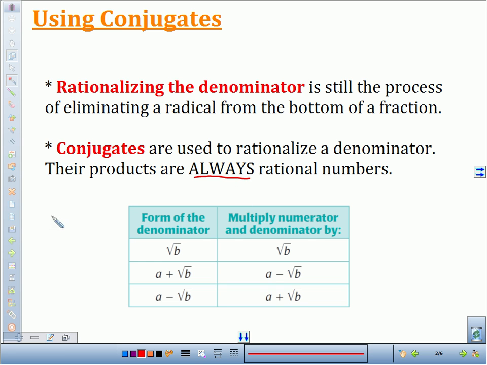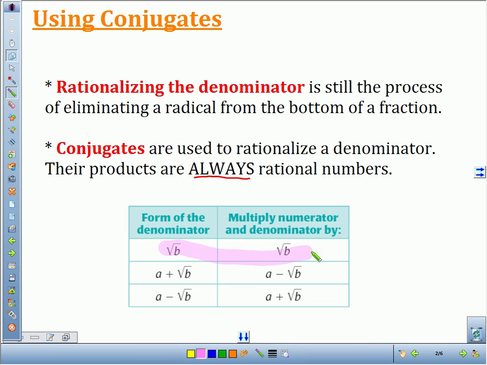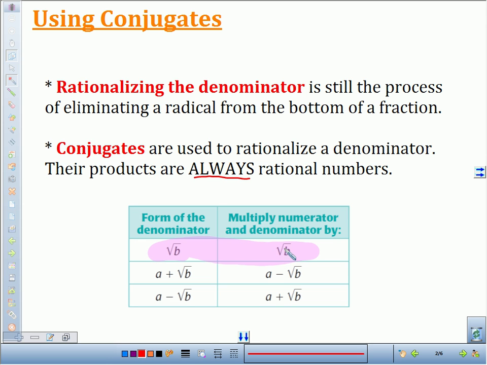Now the table here shows you conjugates. These are numbers you multiply together to rationalize a denominator. Now the first one we've actually already seen. If we have the square root of b on the bottom of a fraction, we multiply it by itself. Just as a quick example, if I had 1 over the square root of 5, in order to rationalize this denominator, to get the radical from underneath the denominator, I multiply it by itself. That's where this comes in.